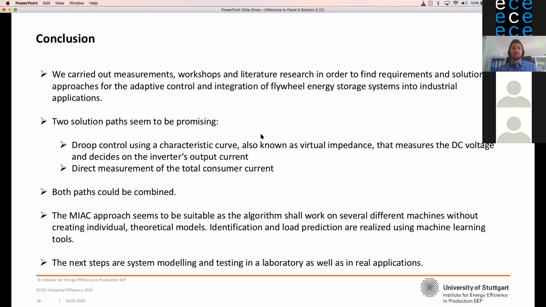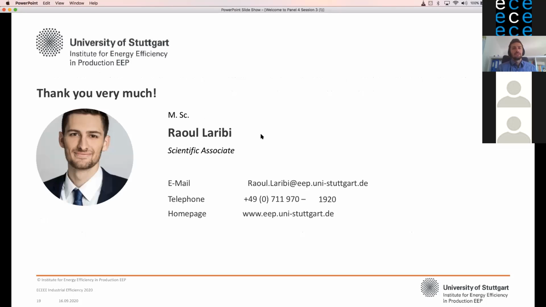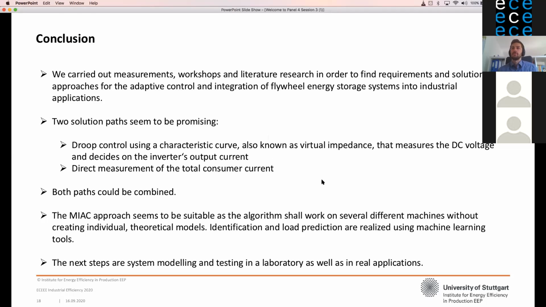Also, both of these paths could be combined, because as we are trying to reduce the number of measurement signals, two is also, I think, a good approach. For us, the MEAC approach, meaning the identification with only measurements and not a lot of theoretical approaches, is suitable for this problem statement, as it is transferable to other systems and also other machines. So we're trying to make it as simple as possible and as transferable as possible in this example.